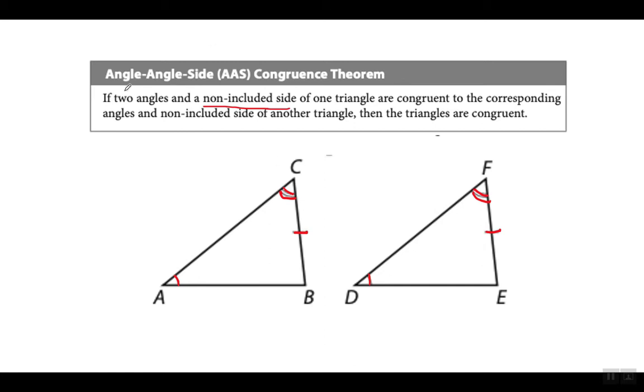In order to be angle, angle, side, it has to be two angles and the side that's not in between them. If it would have been the side that's in between them, then it would have been angle, side, angle, which is a theorem that we already covered in a previous lesson. So again, if it would have been the side that's in between the two angles, it would have been angle, side, angle. You could have confirmed them to be congruent with the angle, side, angle theorem. But if it's not in between them, it's the angle, angle, side theorem.